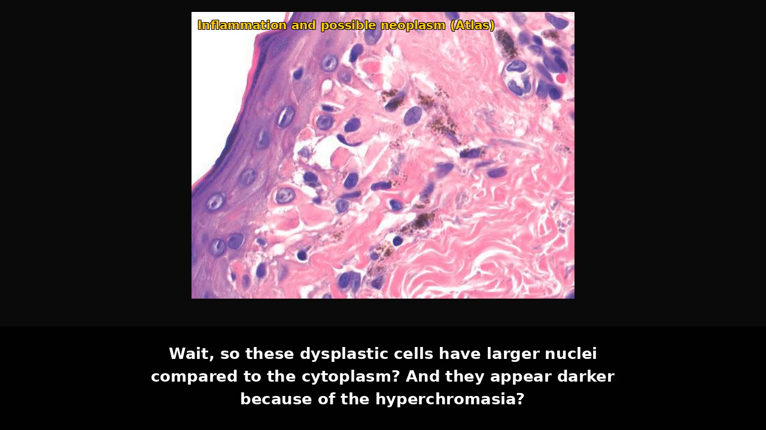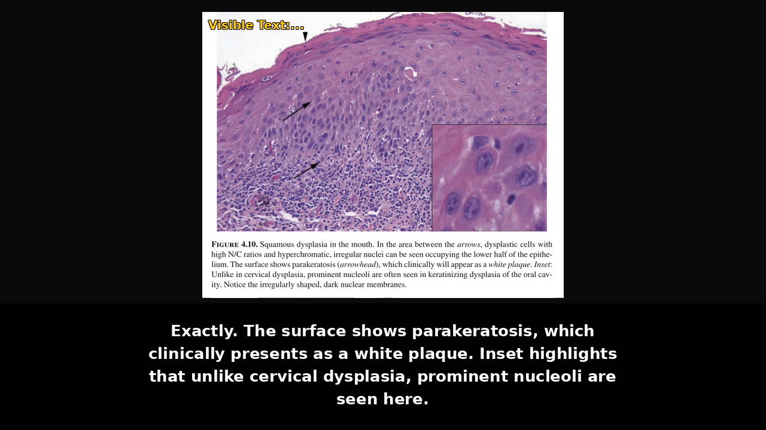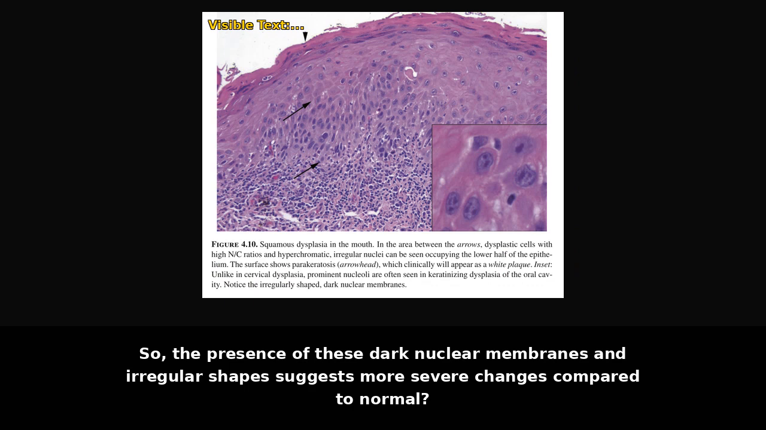And they appear darker because of the hyperchromasia. Exactly. The surface shows parakeratosis, which clinically presents as a white patch. The inset highlights that, unlike cervical dysplasia, prominent nucleoli are seen here. So the presence of these dark nuclear membranes and irregular shapes suggests more severe changes compared to normal?